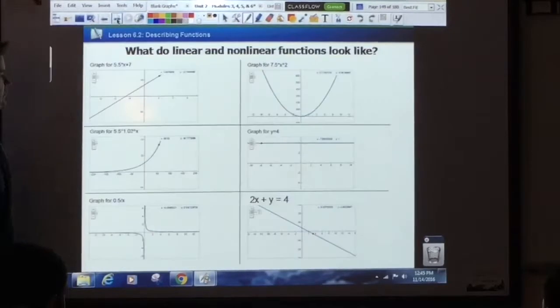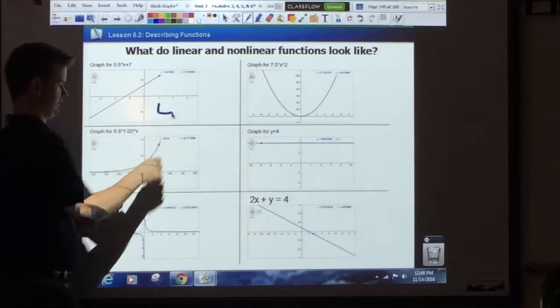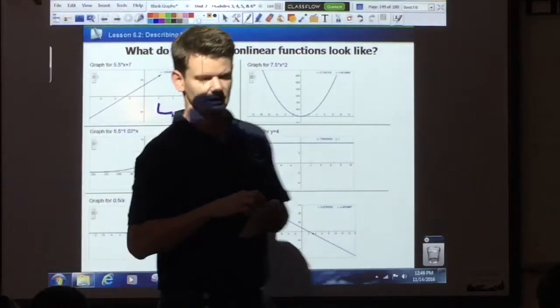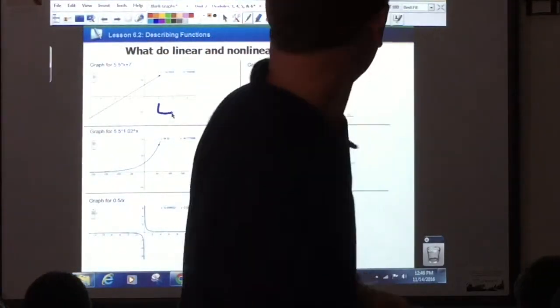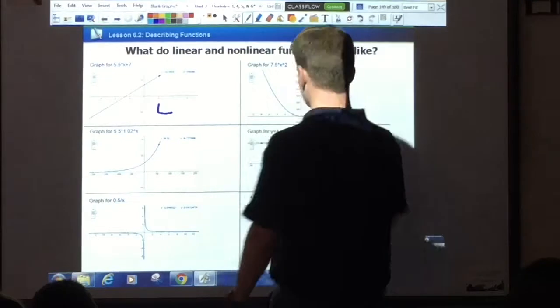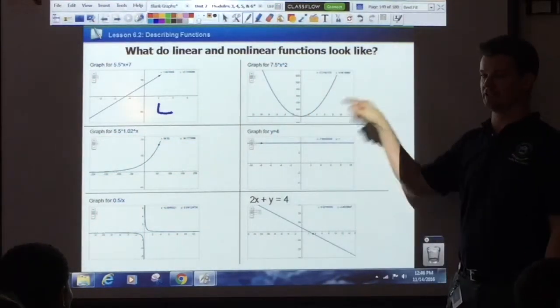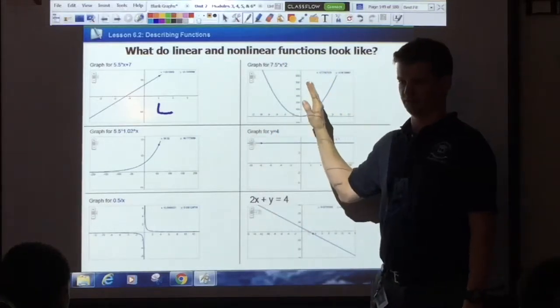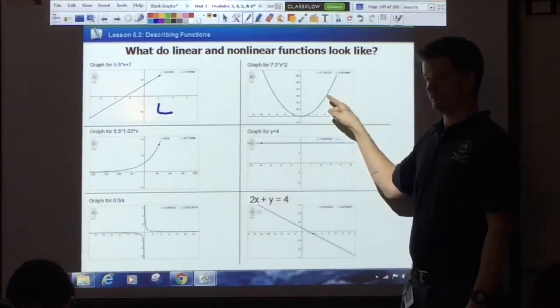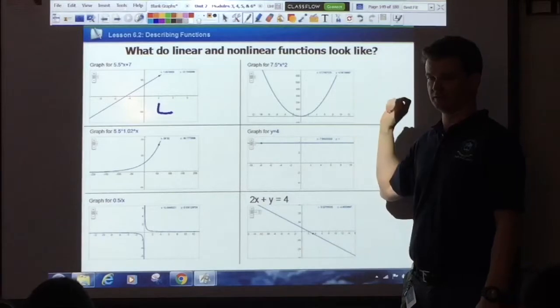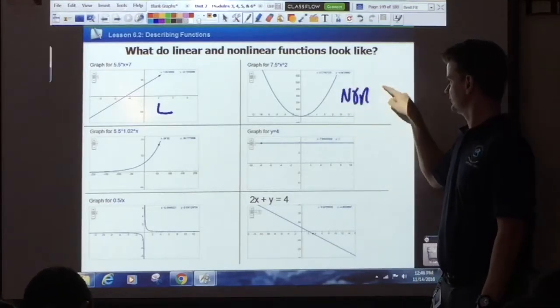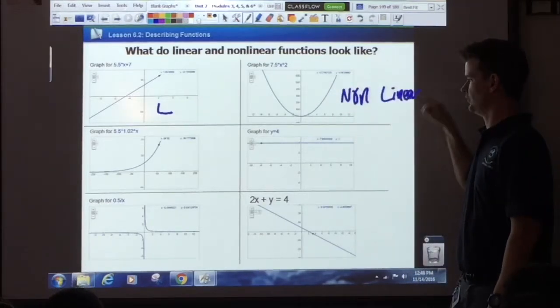Okay, so looking at graphs real quick, this should be easy for you guys. Is this linear, yes or no? Yes. Straight line, that is linear. Pretty simple. Top right, is that linear, yes or no? No. I didn't ask you if it's a function, I asked you if it's linear. These are all functions. We're looking for linear, a straight line. So this is a function, but it is not linear. Non-linear.